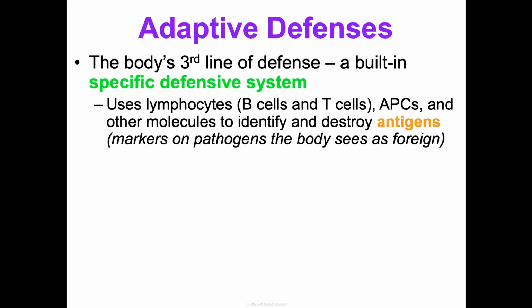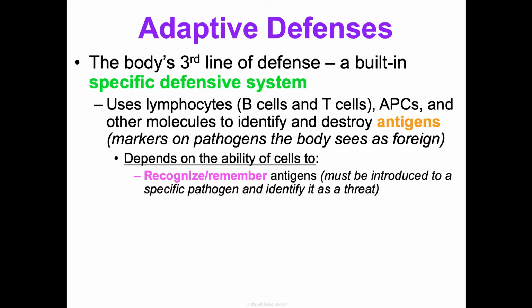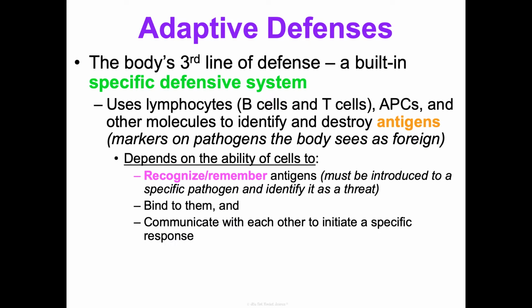So remember, an antigen is a marker on a pathogen or on a substance that the body sees and says is foreign. And our adaptive defense only works if the following things happen. It has to be able to recognize and remember antigens. So it has to be introduced to a specific pathogen or antigen and then know that it is a threat. Okay, so that's something you would have to remember. Then it has to be able to bind to those, and then it has to be able to communicate with all these other cells in order to initiate this specific response that needs to happen.